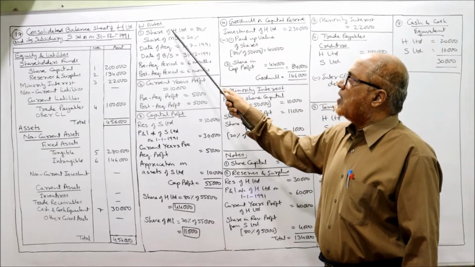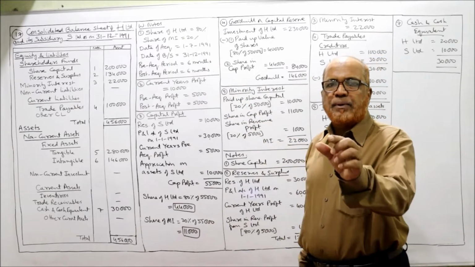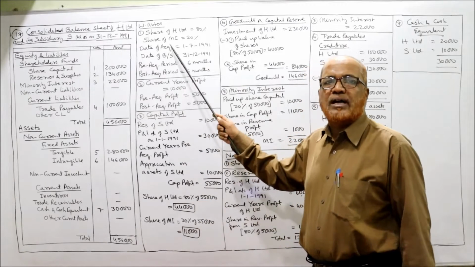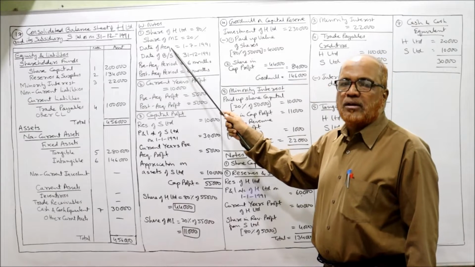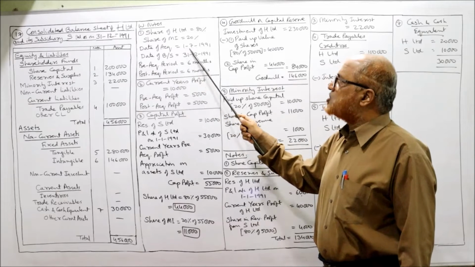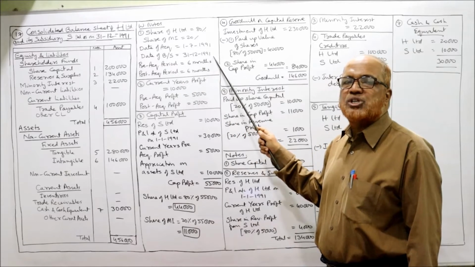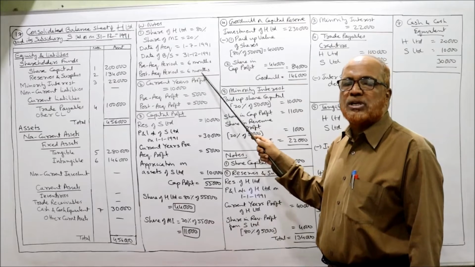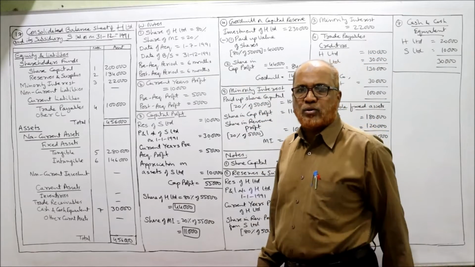First of all, share of H Limited in S Limited is 80% given in the problem. When 80% shares are held by H Limited, 20% shares will be held by the outsiders, minority interest. The date of acquisition of shares is 1st July 1991 and the date of the balance sheet is 31st December 1991. So pre-acquisition period 6 months, post-acquisition period 6 months. First working note we are clear about.